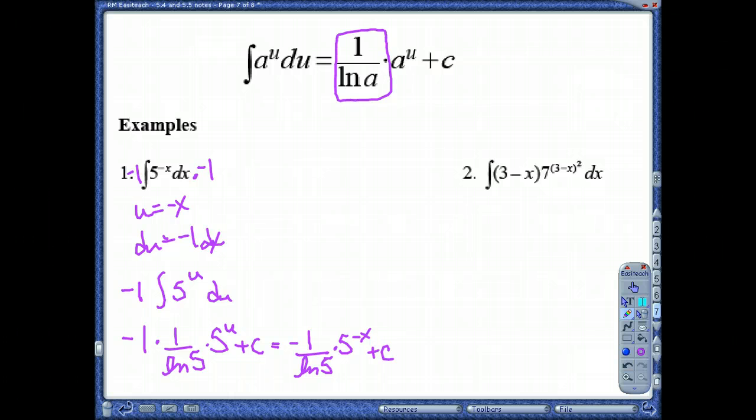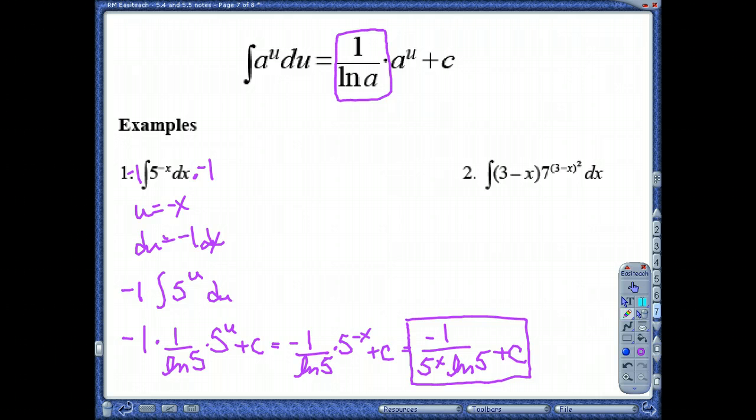Now, because of the negative exponent, if you want to, you can go ahead and put it in the denominator. So that's going to be negative 1 over 5 to the x times the natural log of 5 plus c. That's going to be my final answer.